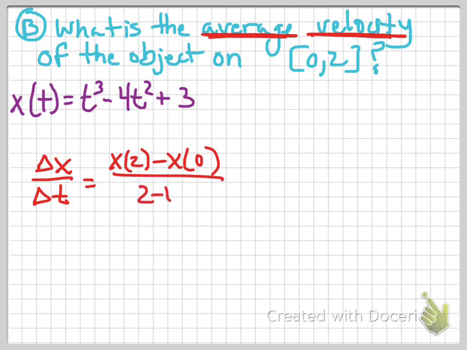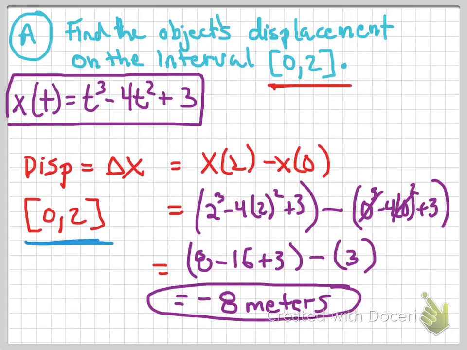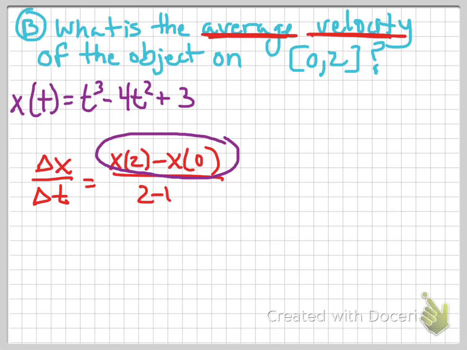minus 0. Now we just did most of this math. X of 2 minus x of 0 is displacement. We just did this on the last slide and got negative 8 meters. So I already know that this portion equals negative 8 meters. So I'm going to write equals negative 8 over 2 minus 1, which is 1. Oh, I made a mistake here. Sorry, let's backtrack. I meant to do 2 minus 0. That makes more sense. So it's negative 8 over 2, and negative 8 divided by 2 is negative 4.